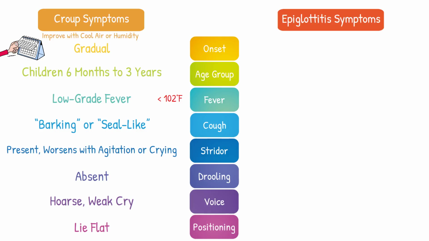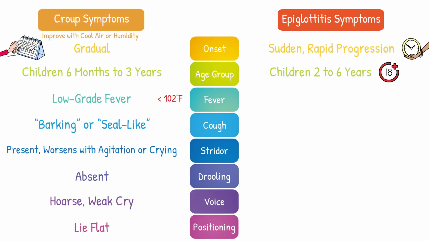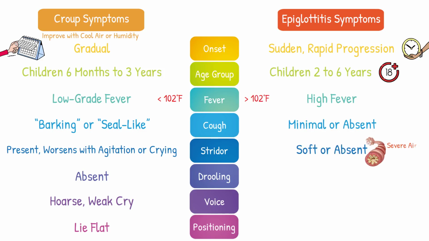Epiglottitis is different because it has a sudden onset with rapid progression over a few hours. It typically affects children 2 to 6 years old, but can occur in adults. Epiglottitis causes a high fever that is often greater than 102 degrees Fahrenheit. Coughing and stridor are not common in patients with epiglottitis due to severe airway obstruction.